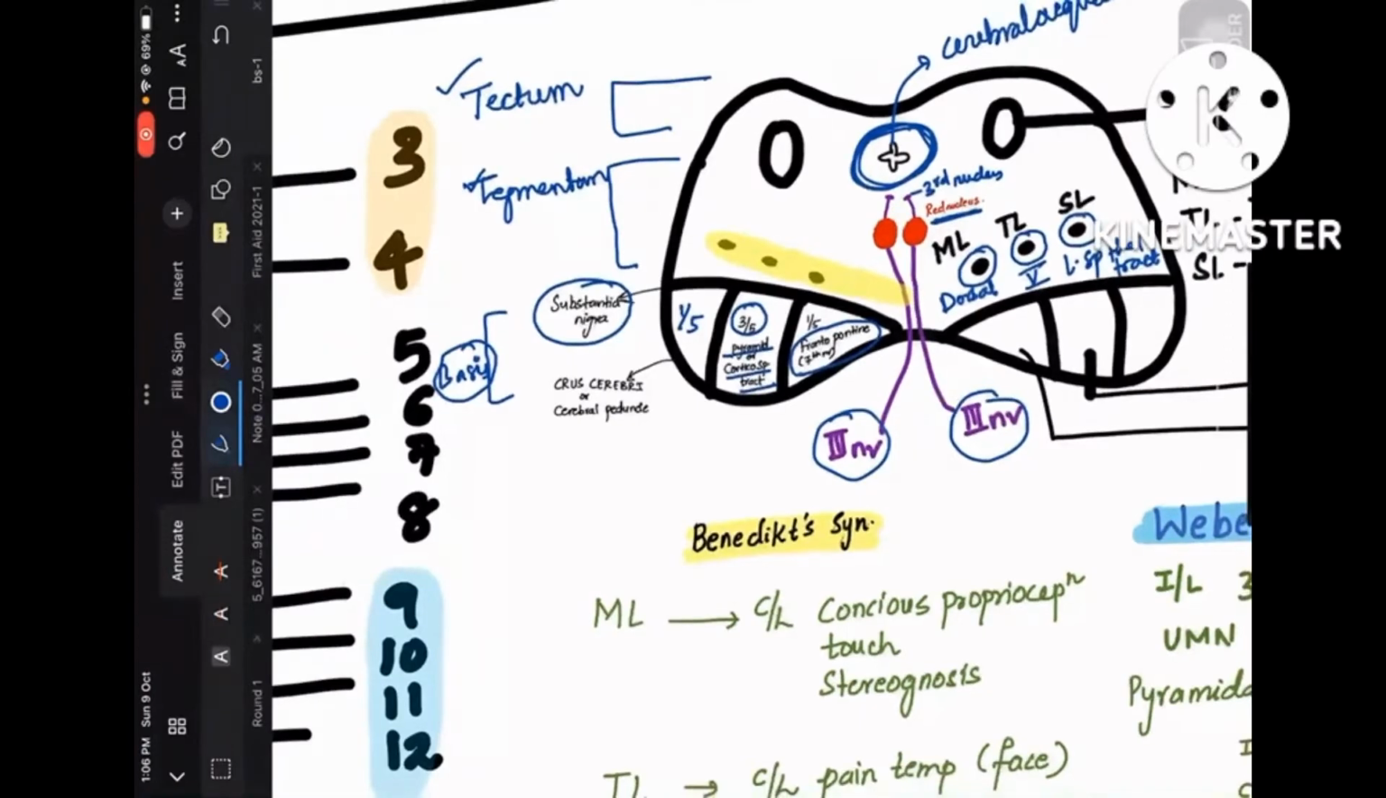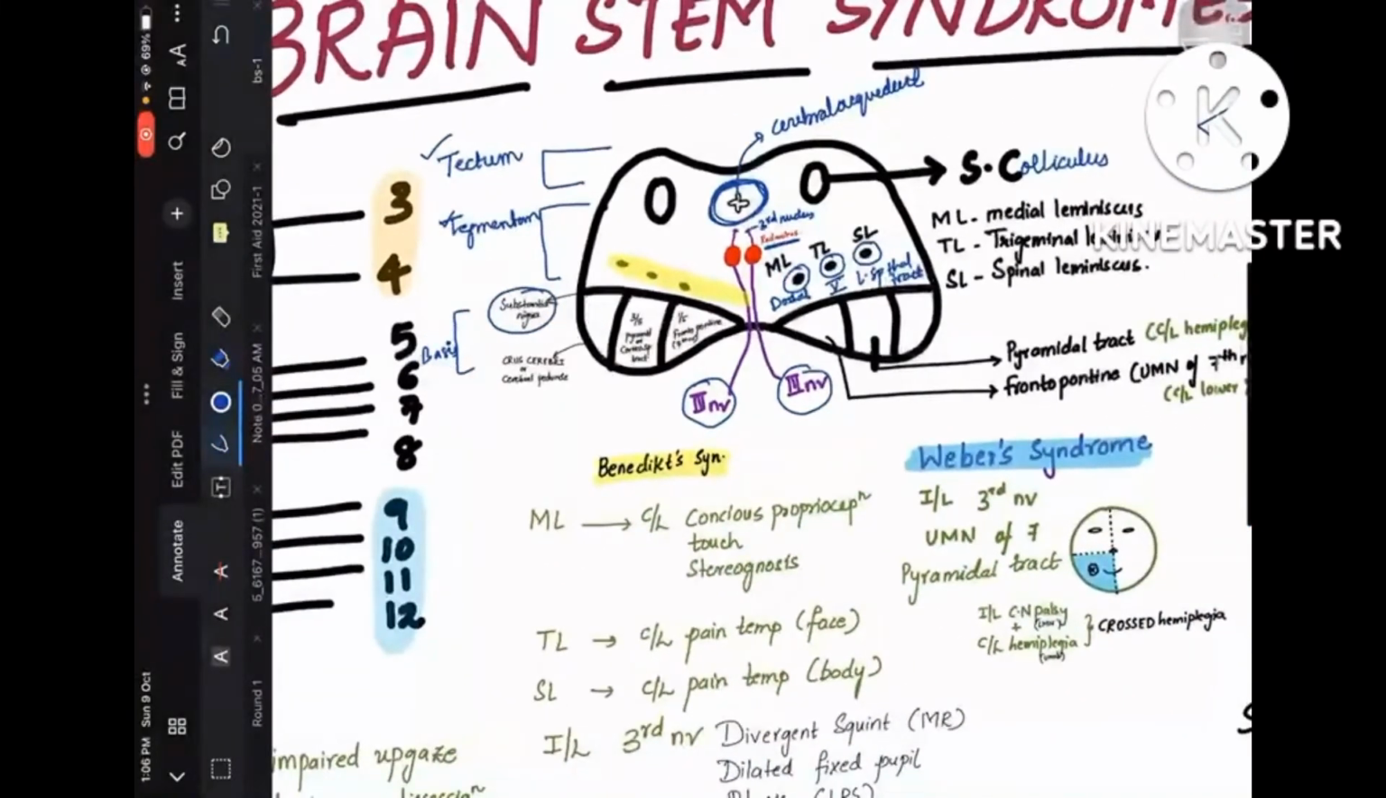So here you have all the three important tracts guys in the midbrain, which is the dorsal column, and here you have the corticospinal tract, and here you have the lateral spinothalamic tract, right? So this completes the labeling of the midbrain. Now let us understand the individual syndromes here.